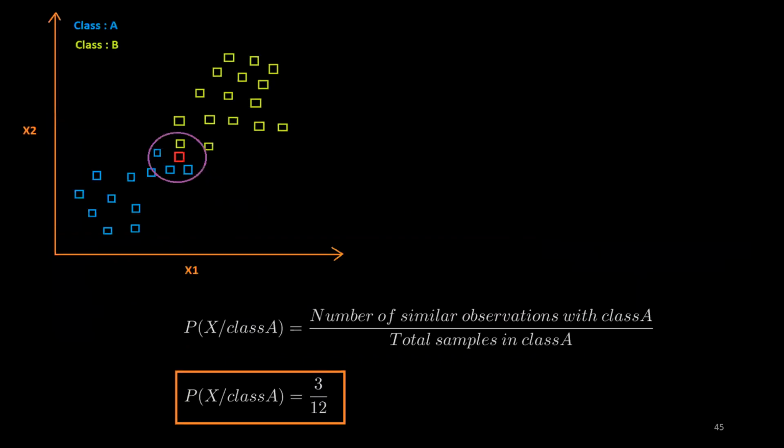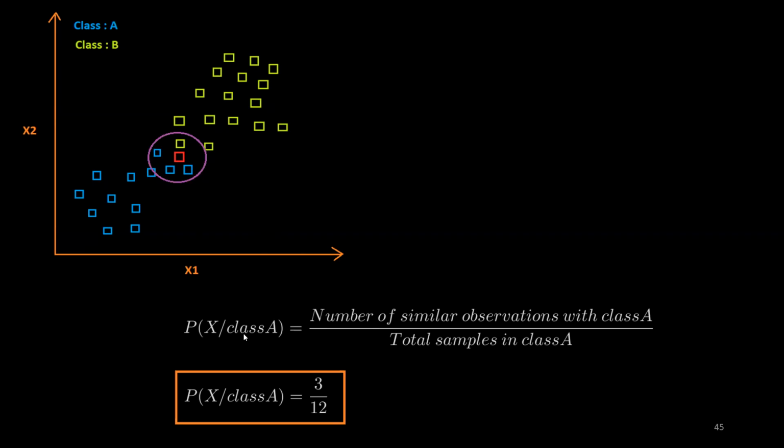Now it's time to find the class conditional probability for class A. So this is the likelihood or the class conditional probability of class A. How do we find this? In order to find this, we will create a neighborhood about our test point, or a new data point. This is the size of the neighborhood. After sketching a neighborhood around our new test point, we will be able to find the class conditional probability.